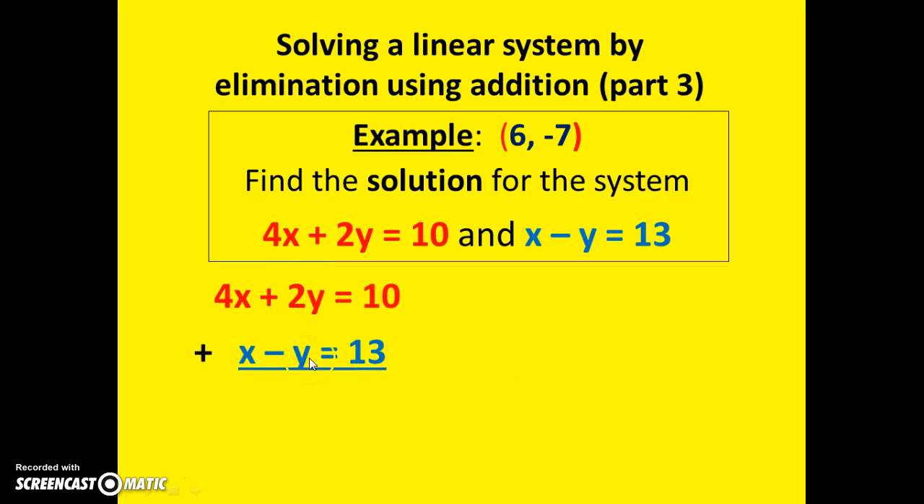Okay, how did we eliminate y before? We multiplied the second equation by 2, and that gave us a minus 2, and we have that plus 2 there, so those are additive inverses, so we got rid of our y's. Now, can you think of another way we could get rid of our y's without multiplying the blue equation by 2? Let's see. So if I write that down, hey, wait a minute.